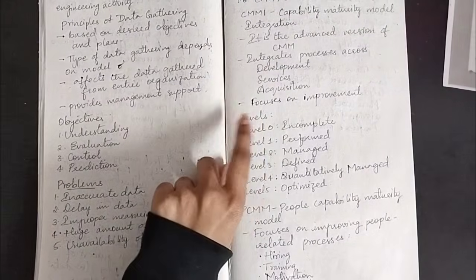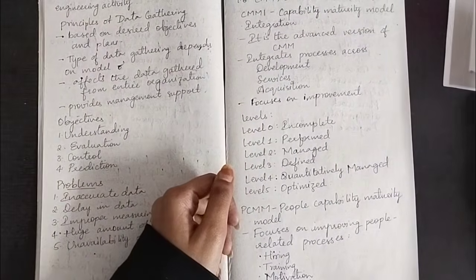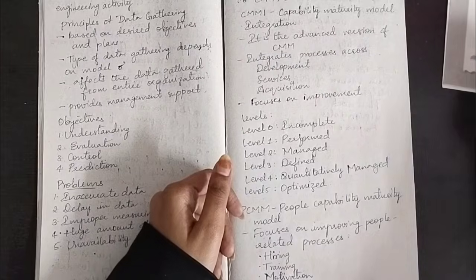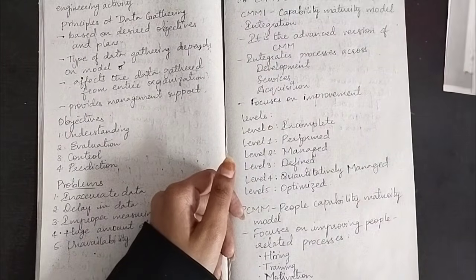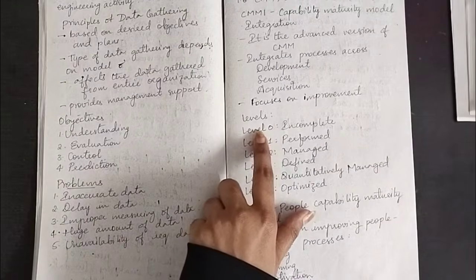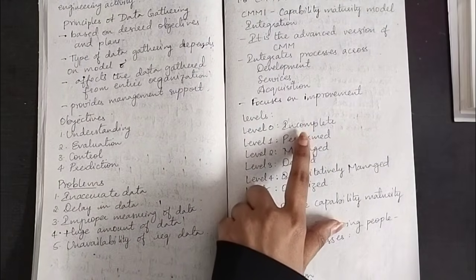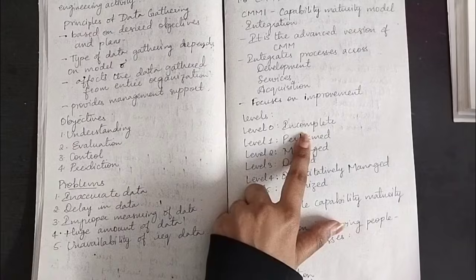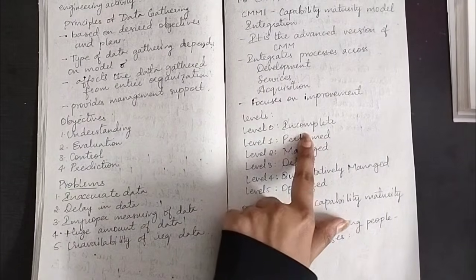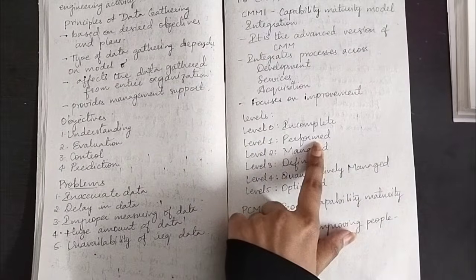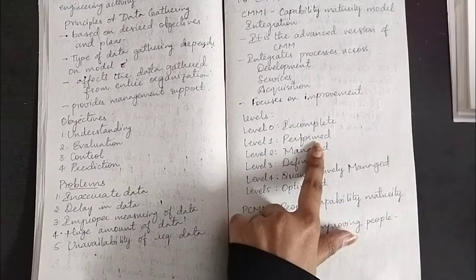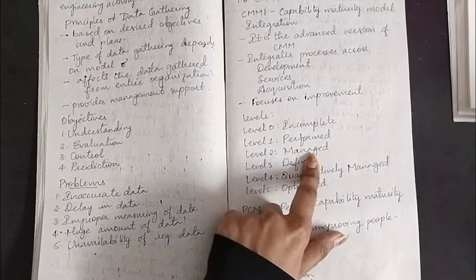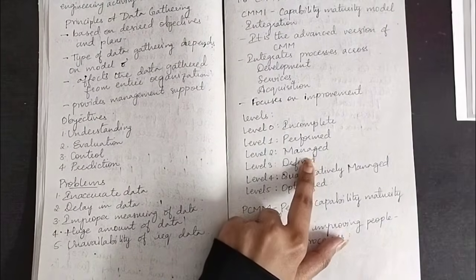So here we have levels from 0 to 5. What happens at level 0 is the incomplete level, where the target is not achieved yet. Next is level 1, performed. What happens here is the tasks are given to achieve the target. Next is level 2, managed. Whatever tasks we gave in level 1 have to be managed here.